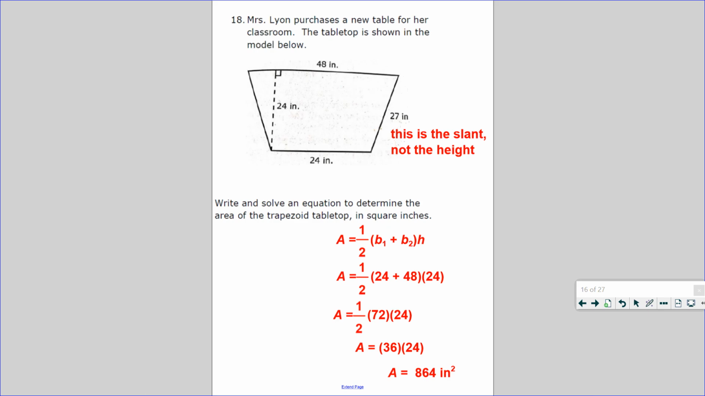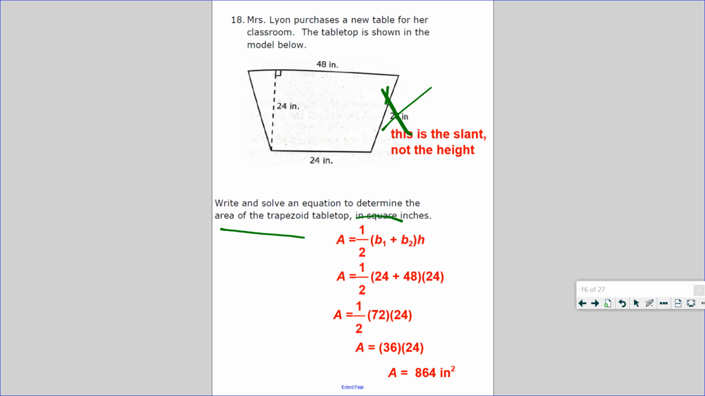Number 18. The last part of this test, you have to know area. Area of trapezoid, parallelogram, triangle, and I think that's it, rectangle. You don't have to memorize it. Use your math chart. You have this little purple paper or whatever math chart you have. So first of all, it says determine the area of the trapezoid. One of these numbers is a junk number. Yes, this is the slant. Please do not use that.